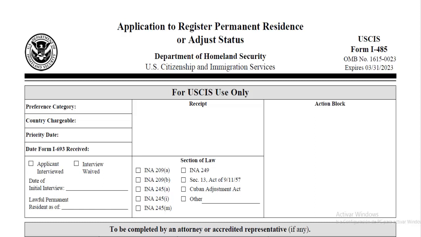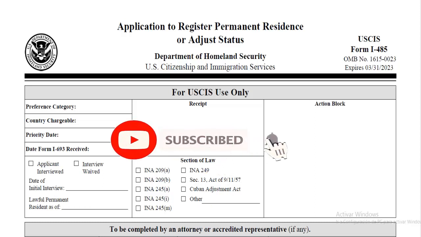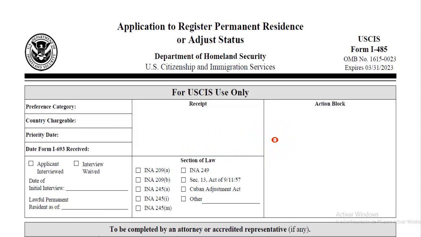Today, as you can see on your screen, we will be talking about the Form I-485 application to register permanent residence or adjust your status. Today, I'm going to be explaining line by line the instructions to complete the USCIS Form I-485 application to register permanent residence or adjust status. This form I-485 is the primary application used by immigrants adjusting their status, applying for lawful permanent resident green card in the United States. It collects the basic information about the applicant, identity, and checks for grounds of inadmissibility.